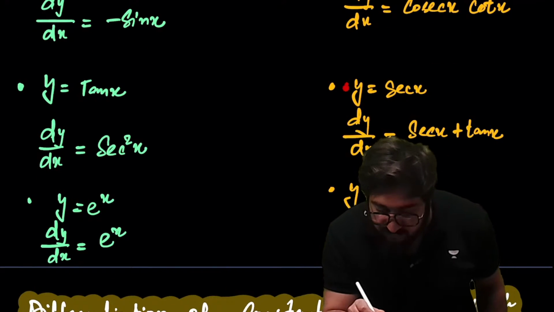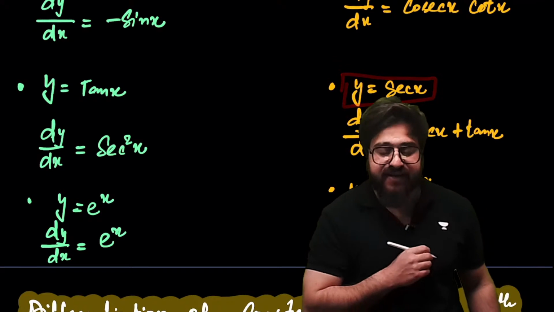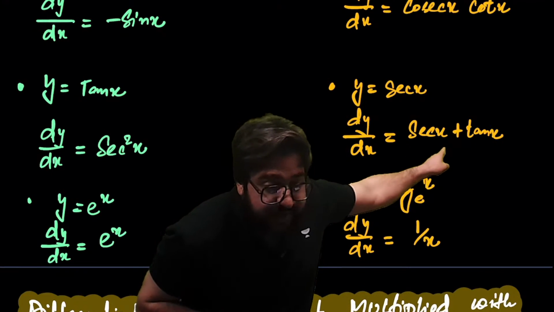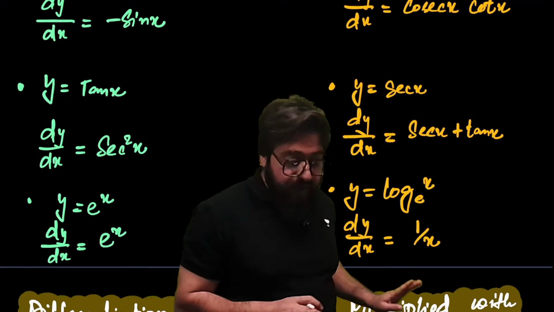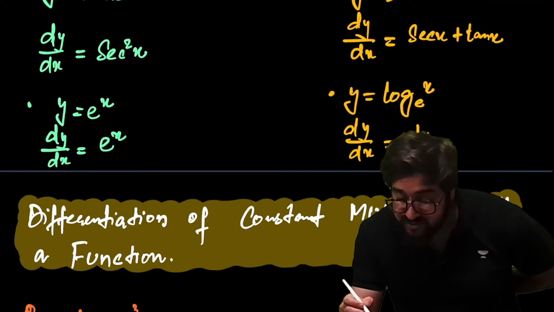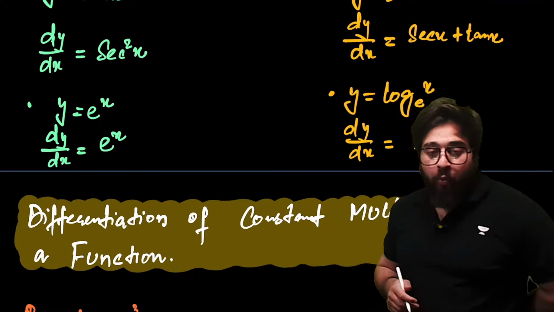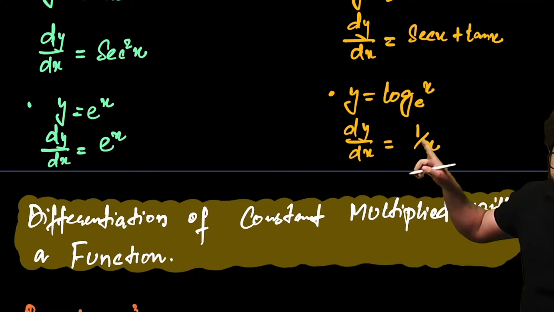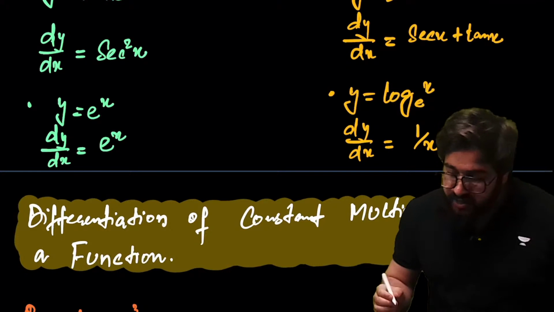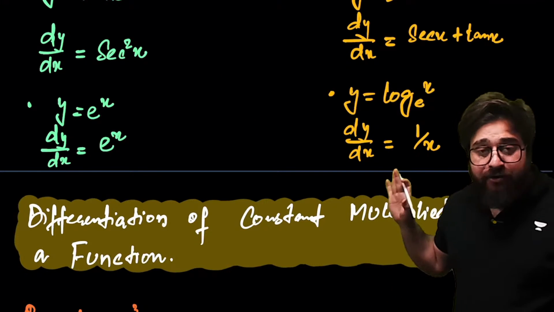Similarly, if you have y is equal to sec x, its differentiation is sec x into tan x. And if you have log of x, what is the differentiation of log of x? Its differentiation is 1 by x. You'll have to remember these directly, okay?